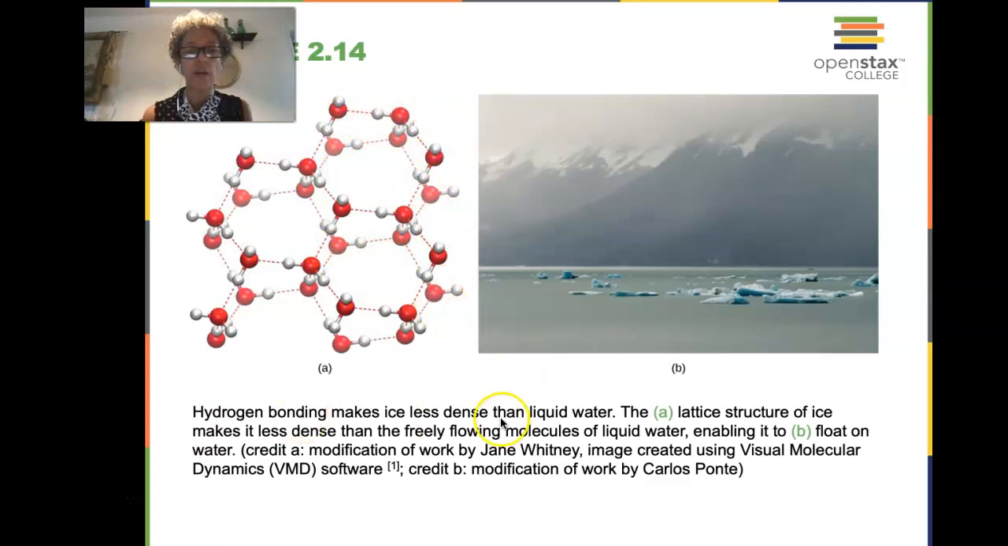But when we have ice, the solid form of water, then those hydrogen bonds are literally frozen, and it makes a lattice. That lattice means that there's tiny bits of air spaces in between, and that is why ice floats. It is the only substance where the solid form is actually less dense than the liquid form.